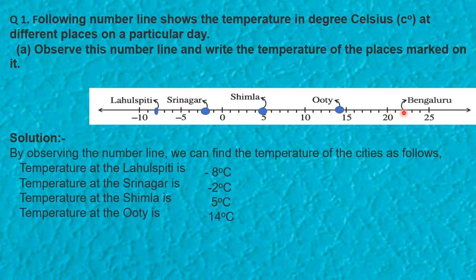Next, the temperature for Bengaluru. Can you guess what the temperature for Bengaluru will be? It is after 20, so you can count 20, this one is 21, and next is 22. So what is the value? 22 degrees Celsius. In this way we have to read the temperature on the number line according to the negative and positive integers.